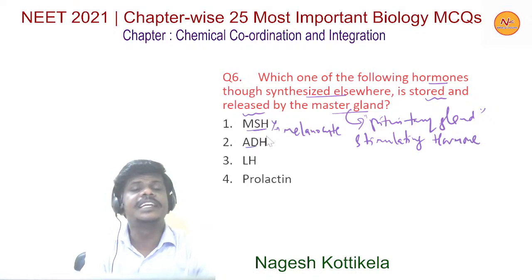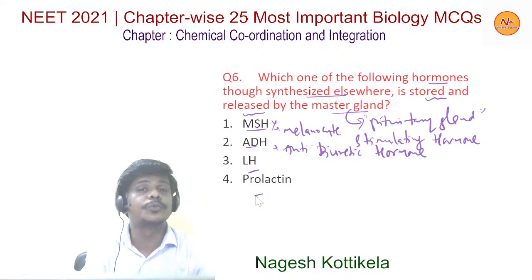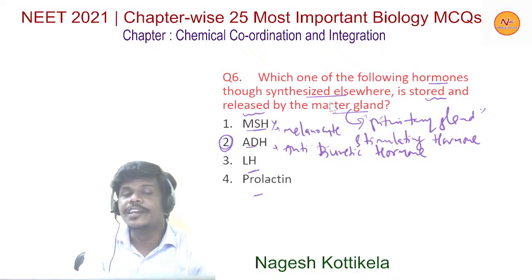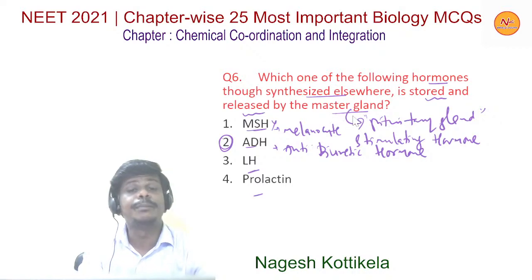Second is ADH. It stands for anti-diuretic hormone. And the third, luteinizing hormone, and the fourth, prolactin. Here, among the given options, ADH, anti-diuretic hormone, is the right one. Okay, so it is synthesized in hypothalamus, but it is stored and released by the master gland, that is the pituitary gland. So second option is the right one.